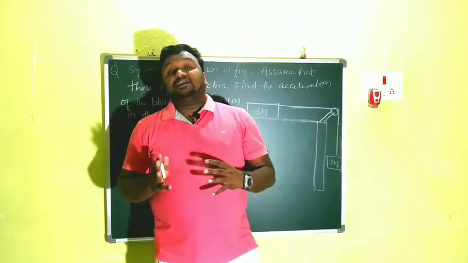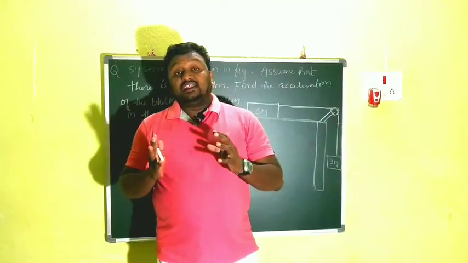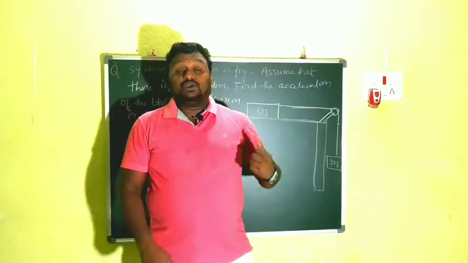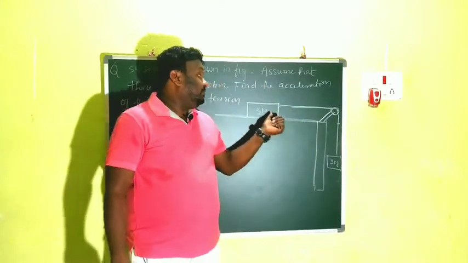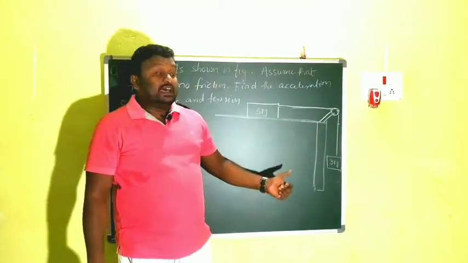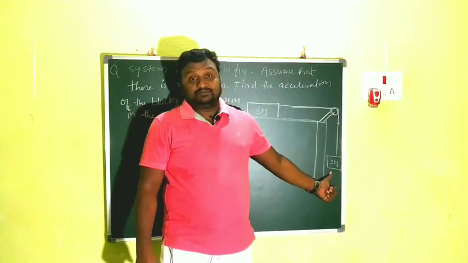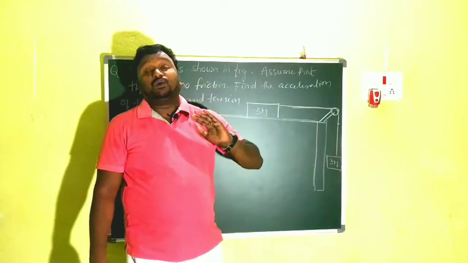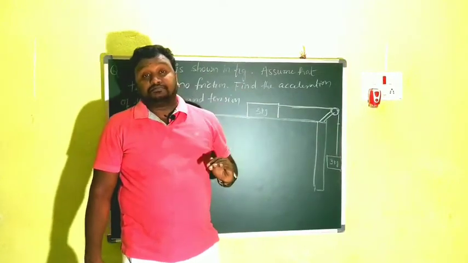Two objects have masses 3 kg and they are connected by a rope, and in the diagram what you observe is that one block is on the table. The block is on the table and the other one is suspended. Clear? Now in this case we have to find the acceleration of the system.